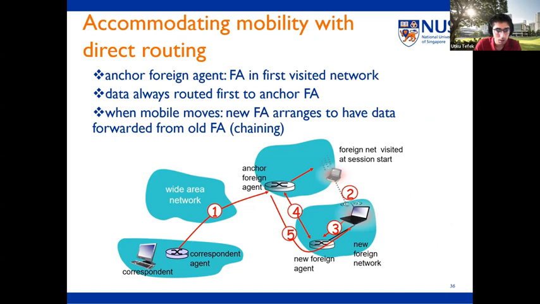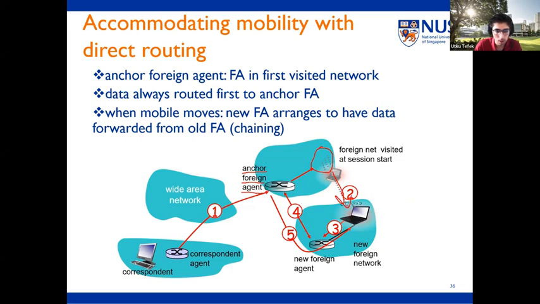So in this concept, we have something called the anchor foreign agent. It is treated kind of like the new home agent of the mobile node. This is still the foreign agent, but the first foreign agent visited, okay? This is the first foreign agent visited by the mobile. So the mobile was here, and then it is moving to a new network.